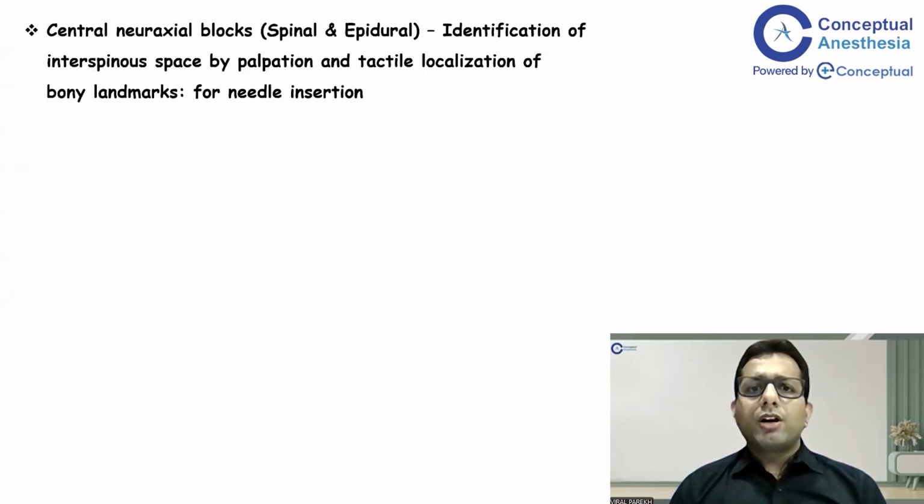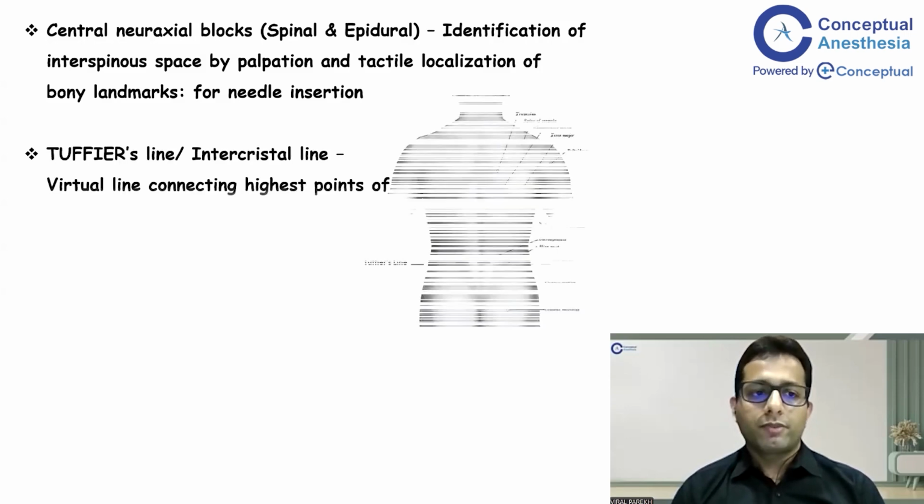Central neuraxial blocks, the spinal and epidural, are the bread and butter for the anesthesiologist. Traditionally, it has been done by identification of the interspinous space, by palpation and tactile localization of bony landmarks, and we identify a particular space and introduce our needle.